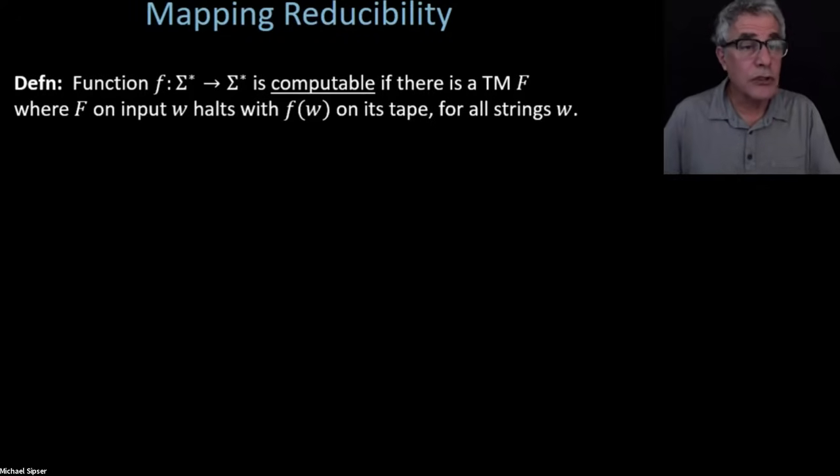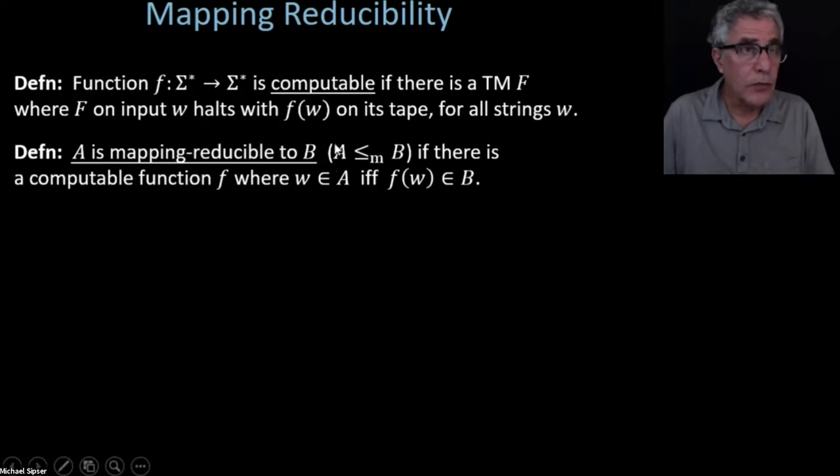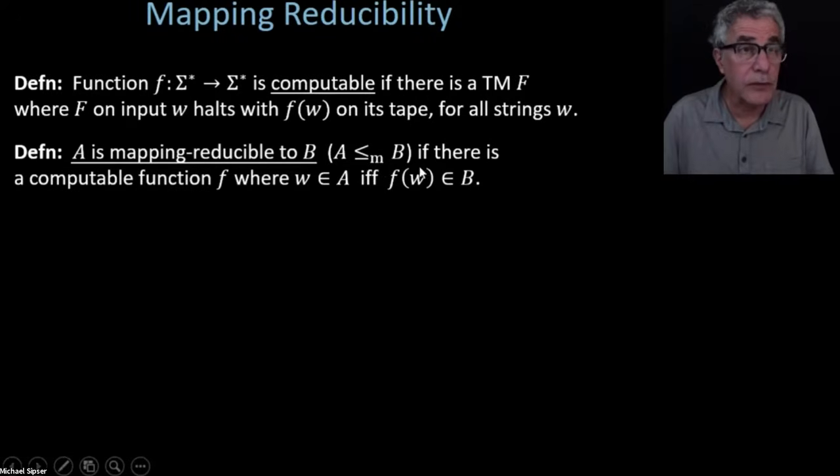And now we're going to use this notion of a computable function to define a kind of reducibility called mapping reducibility. I'm going to say that A is mapping reducible to B, written with this less than or equal to sub m symbol. You're going to see that a lot. It's on the homework also, by the way. This holds if there is some computable function f, as I just described, where whenever w is in A, f of w is in B.